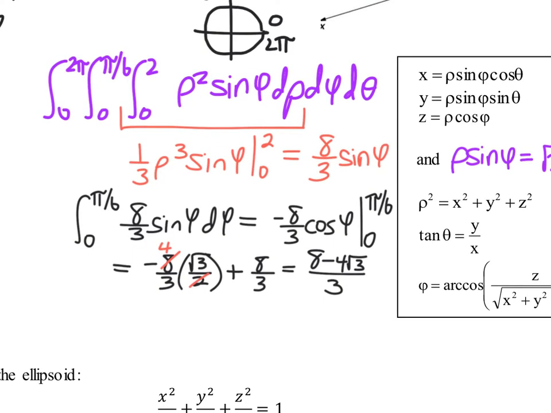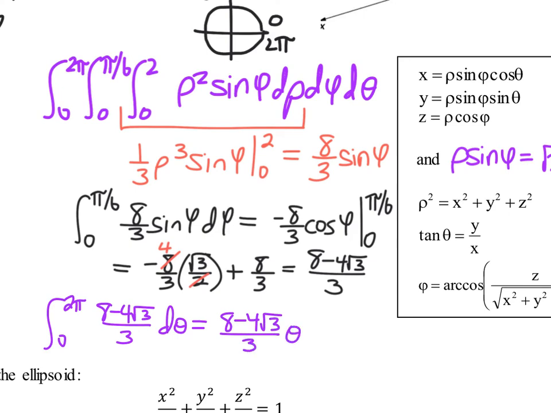That in turn gets integrated with respect to theta. Now, because this is constant, we're just going to take this and multiply it by theta, which really amounts to just multiplying by the upper bound, because the 0 is just going to 0 out. So we're talking 2 pi multiplied by all that stuff, and that would give us the volume of the ice cream cone.